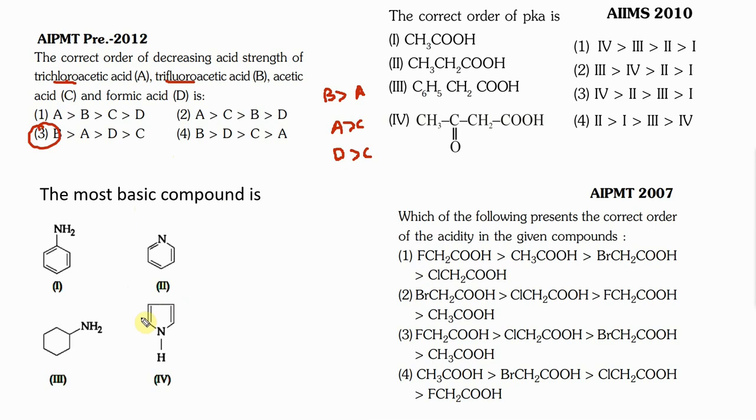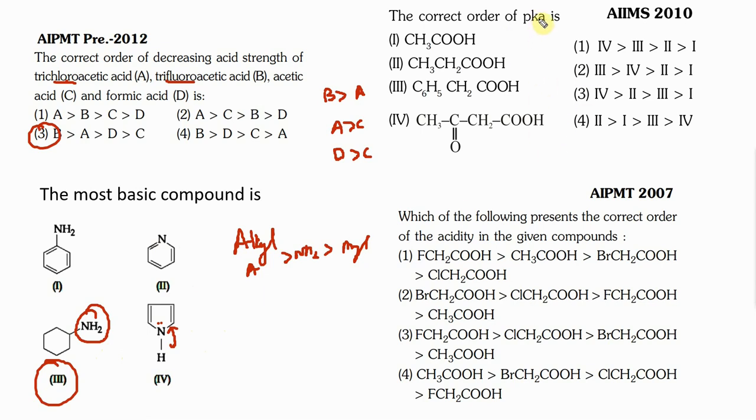Okay, the most basic compound test. Here they are asking about the basic compound. We know that alkyl amines are greater than ammonia, which is greater than aryl amines. In aryl amines, the nitrogen is attached to the aromatic ring. This is the alkyl amine, it is the strongest. This is hybridization based. This is going to be the weakest base because it needs the lone pair for aromaticity.